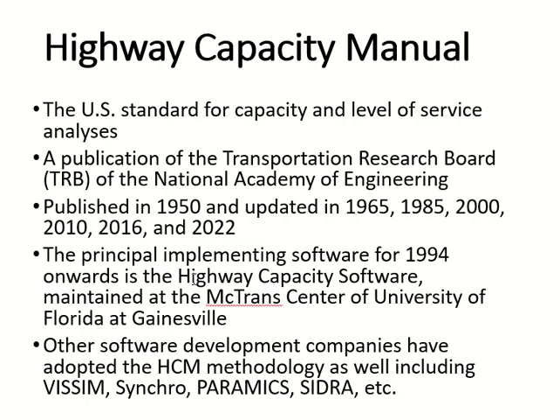Okay, the procedure which we are going to follow comes from the Highway Capacity Manual. It is considered a US standard but adopted all around the world now, and it is published by the Transportation Research Board, which works under the National Academy of Engineering in the US. The first edition of this manual was published in 1950, the last one in 2022, and it seems that they will publish another one in 2028.